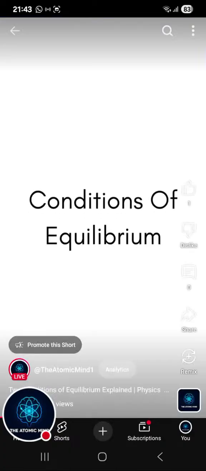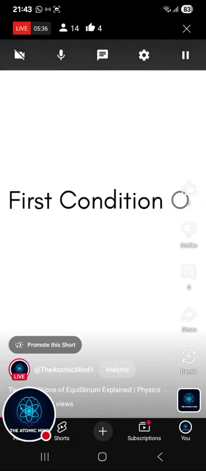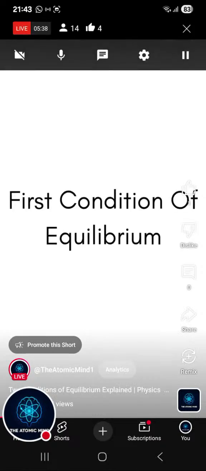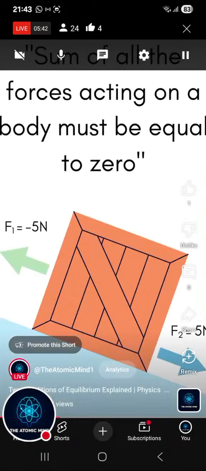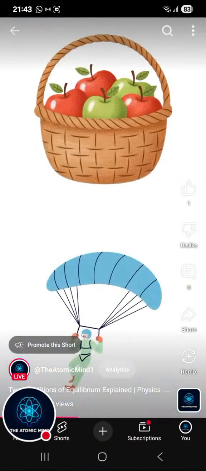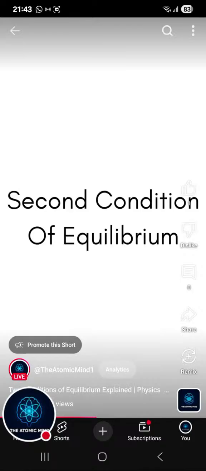This constant speed is called terminal velocity. Let's talk about the conditions of equilibrium. A body must satisfy certain conditions to be in equilibrium. First condition of equilibrium is that sum of all the forces acting on a body must be zero. Like a basket of apples on the table, paratroopers moving down with terminal velocity also satisfy the first condition.